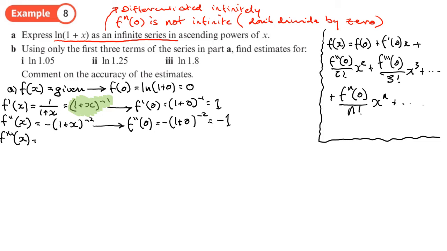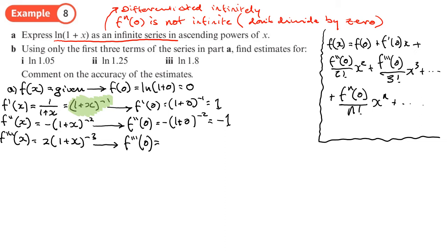So I'm going to have 1 plus x to the power negative 3. You can probably see by this stage that it does look like this is going to be something that I can differentiate an infinite number of times, because all that's going to happen is you're going to be multiplying by this power, and that's just going to get more and more negative. So there's not going to be a point where you get to something which you can't differentiate.